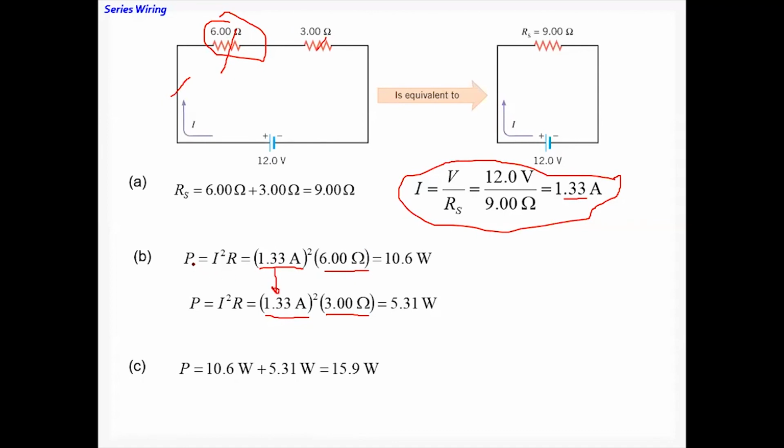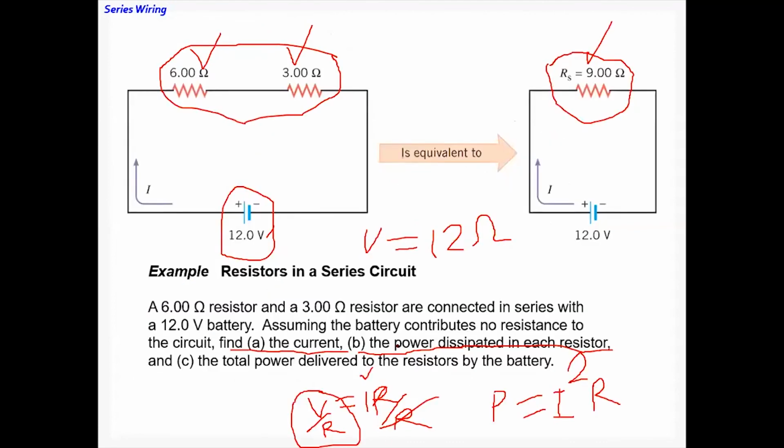That's why this is the power 1, this is the power 2. So this is 1, this is 2. So that's what you are supposed to find: the power dissipated in each resistor and the total power delivered to the resistors by the battery. What is the total power given by the battery?